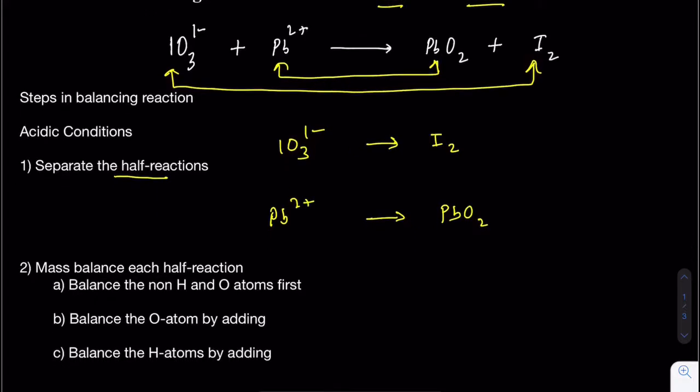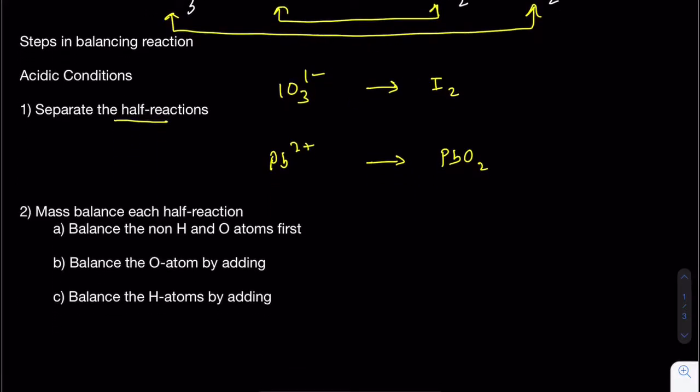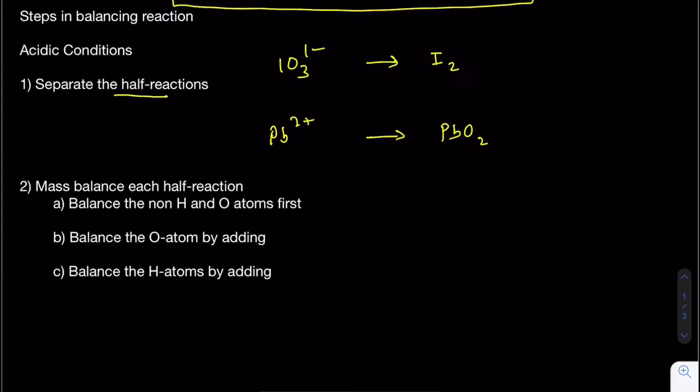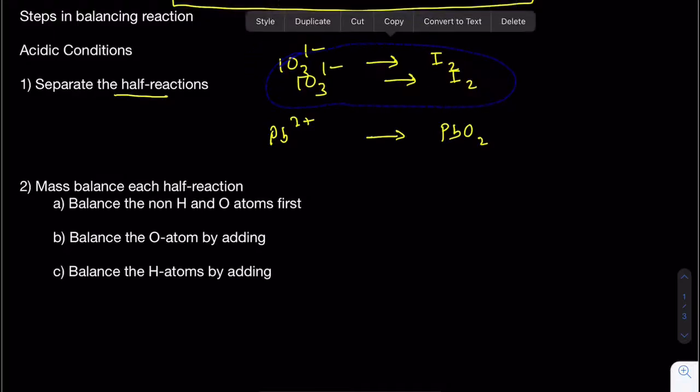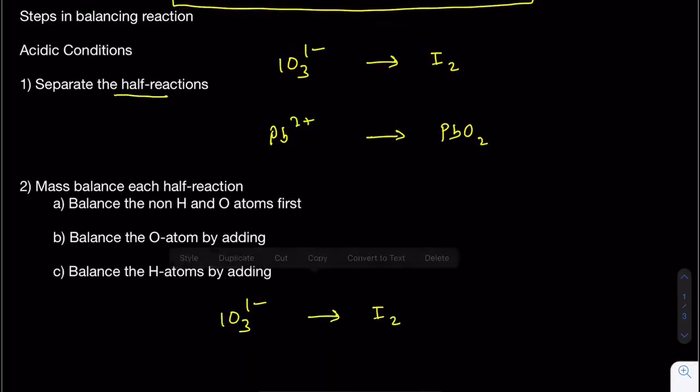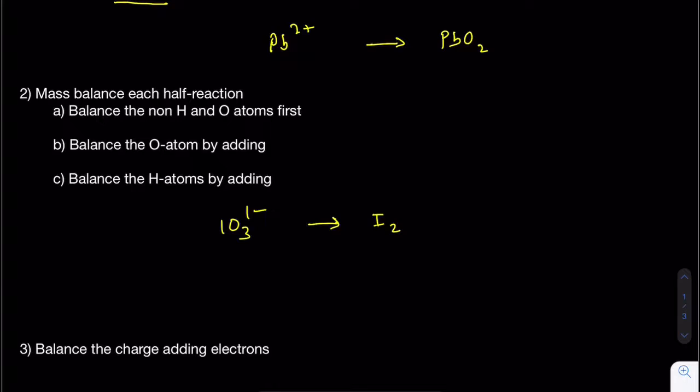Those are the half reactions, and when it comes to figuring out what's the oxidation and what's the reduction, you don't want to worry about that yet. You will know once you balance those which one is the oxidation and which one is the reduction. Once you have done so, the next step is balancing their atoms. You always want to start by balancing the non-hydrogen and oxygen atoms.